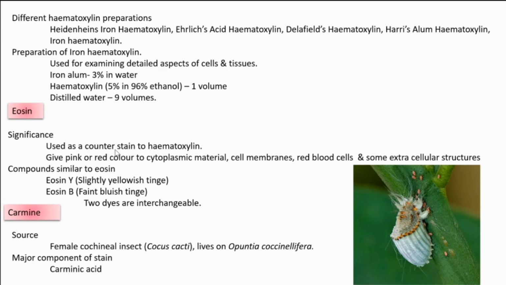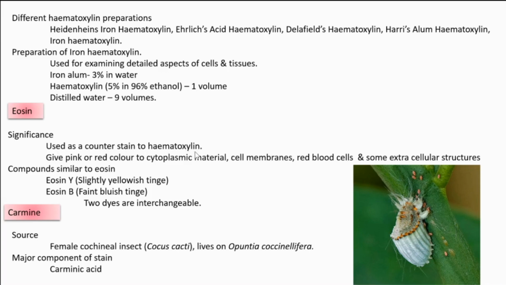In double staining and in multiple staining, we have already heard that term counter stain. Counter stain means in that staining mixture there will be one principal stain, and this counter stain gives a background. The color of that background will give a contrast to the color imparted by the principal stain. Understand? So that's why it's called a counter stain. So eosin is often used as a counter stain to hematoxylin.